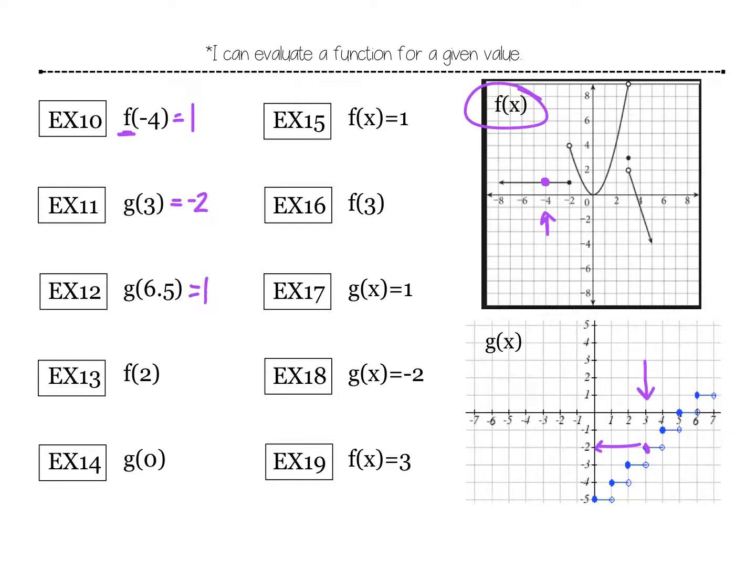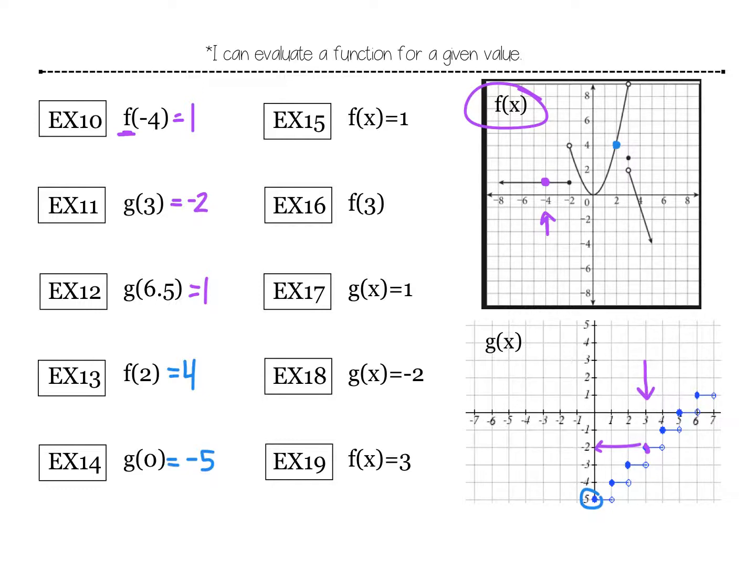All right, go ahead and pause the video, and I'd like you to try example 13 and 14 on your own. Hopefully for f of 2, you got 4, and for g of 0, you got -5. We're going to come back to 15. We're going to skip it for a second, but let's look at 16.